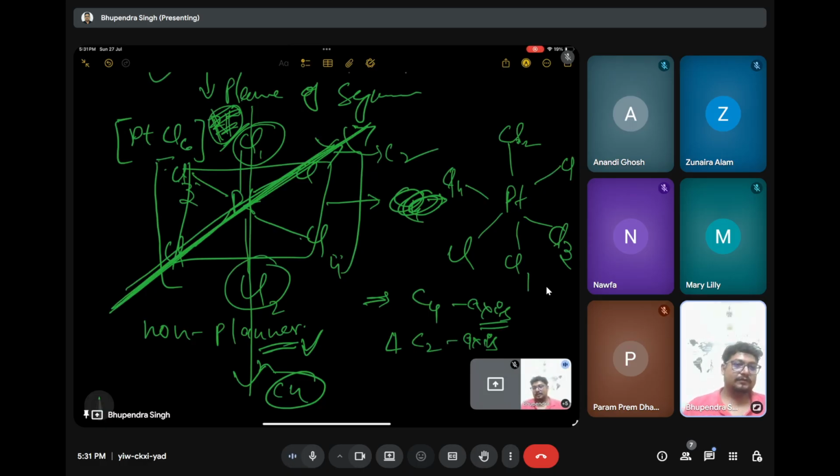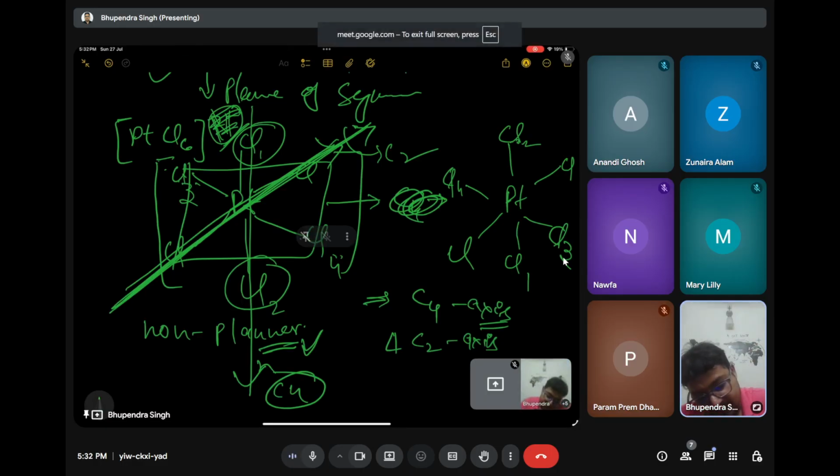Now, one more plane is also there, like this plane. This is your molecule. One Cl is here, one Cl is here, and this is your plane. This is bisecting the molecule. This plane is containing this Cl, Pt, and Cl, bisecting the molecule. Two Cl will come here, and these two Cl will go there, just like this. So we have one here.